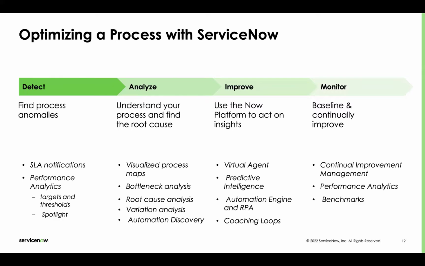Maybe you simply identify an inefficiency that's not something that you want or can automate. Maybe it's just a human change. And you set up a coaching loop to help better educate the humans involved in the process to drive some efficiencies. So many different ways to improve on the platform. What process optimization is going to help you do is identify and prioritize where you'll have the biggest impact.